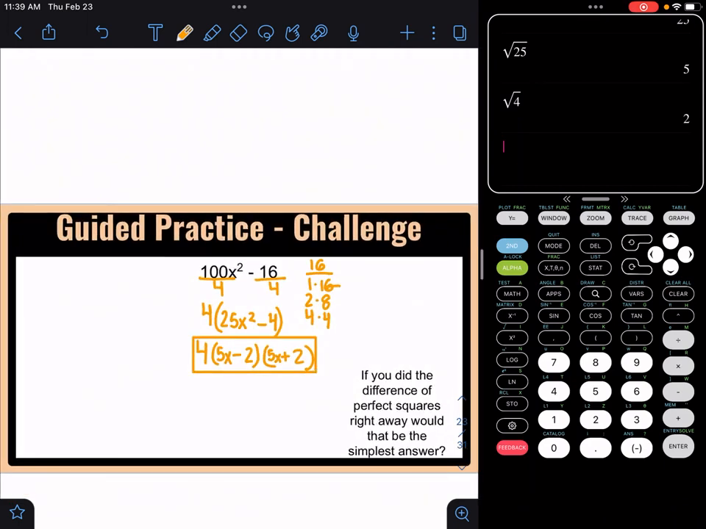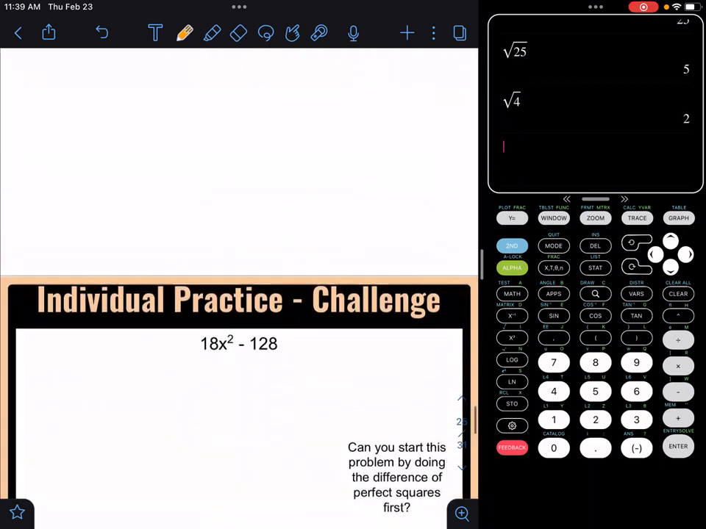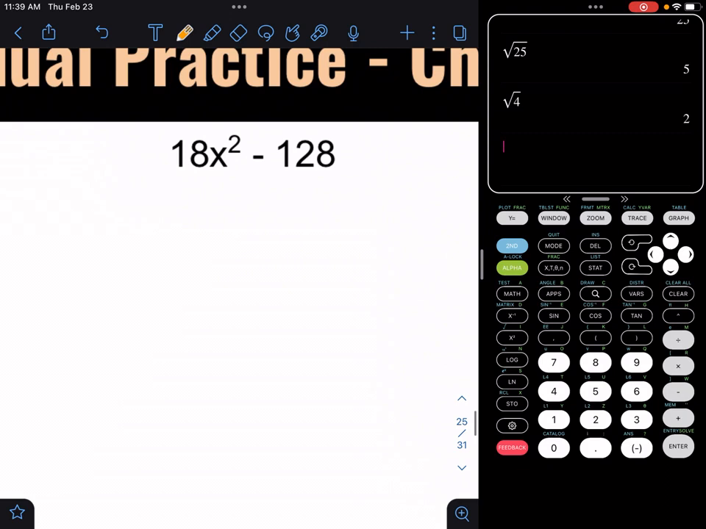So it's only the simplest answer if you look inside those binomials, the things with two terms, the 5 and the 2, and we know there's no number I can take out of 5 and 2 evenly. Let's look at this one, 18 and 128.